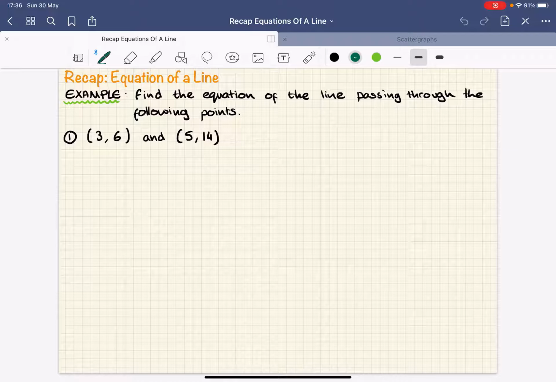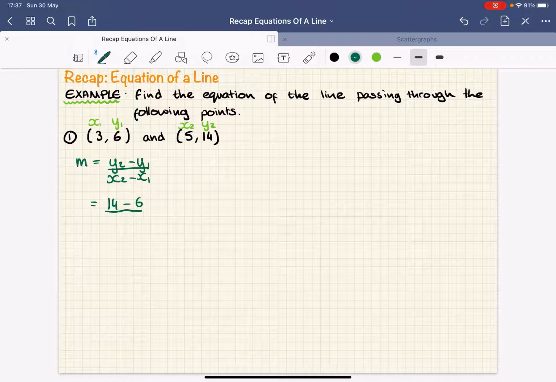So both of these we are going to find the equation of the line passing through the following points. So this first one we have 3, 6 and 5, 14. First thing I need to do is identify my gradient. Remember that is m equals y2 minus y1 all over x2 minus x1. And then labelling it, that's my first x coordinate, first y coordinate, second x coordinate, second y coordinate. Substituting that in, that's going to be 14 take away 6 over 5 take away 3.